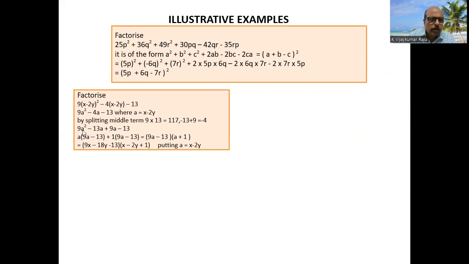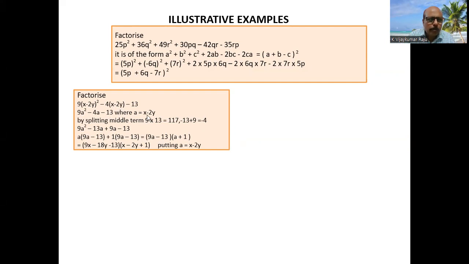Take common from these two. 9 and 13 have no common factor, so only a is common. Take out a: 9a minus 13. Here again there is nothing common, so take out 1 and use it: 9a minus 13. So this will be 9a minus 13 and a plus 1. Okay. Now we have factorized this polynomial, but our question is different.